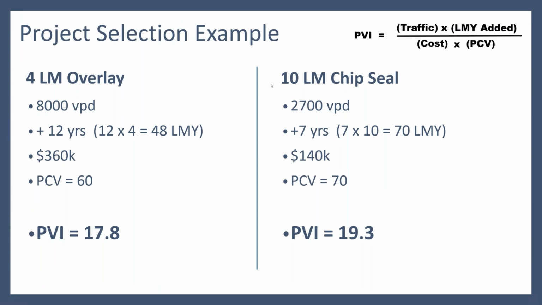Or can I spend my money on a 10 lane mile chip seal? 2,700 vehicles per day, 7 years of life added. So that's a total of 70 lane mile years, $140,000. My current pavement condition value is 70, and my PVI turns out to be 19.3. That is a higher number than the other one. So using this system, it's going to show me which one gives me the most bang for my buck. And it may not always be the obvious answer.